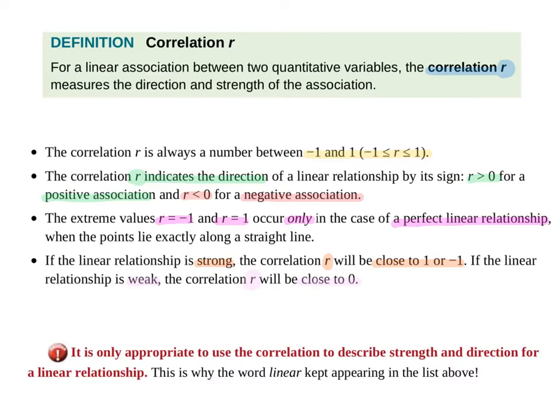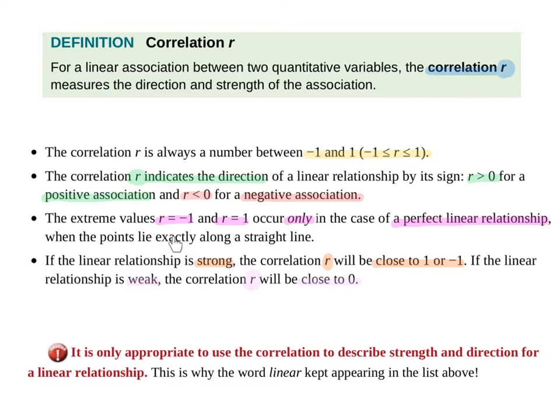So, a couple of facts. There's going to be a lot of facts about correlation in this video, so get your writing fingers ready. Correlation is always a number between -1 and 1. So it can be -1 and it can be 1 and any number in between. It indicates the direction of a linear relationship, as we said. So if R is greater than 0, that's a positive association. And if it's less than 0, it's a negative association.